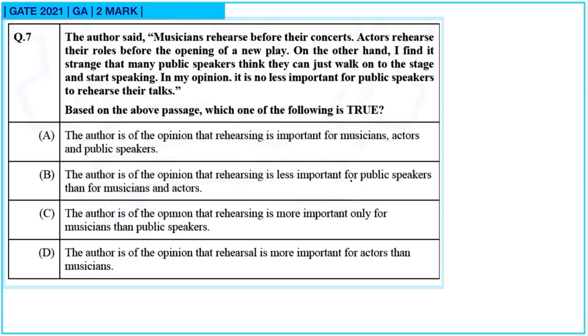That the rehearsing is less important for public speakers than for musicians and actors. That is not in the passage. The author is of the opinion that rehearsing is more important only for musicians and public speakers. The author is of the opinion that the rehearsal is more important for actors than musicians. So only option A is correct, because the author is saying that rehearsal is important for all musicians, actors, as well as public speakers.